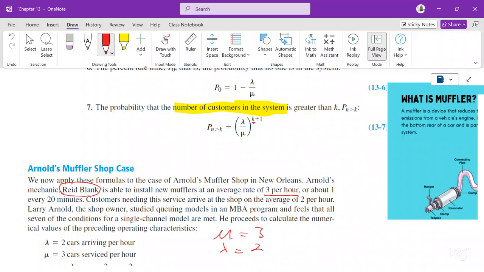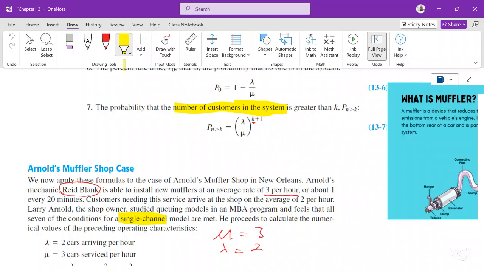Arnold, the shop owner, studied queuing models in an MBA program and feels that all 7 of the conditions for a single channel model are met. A channel represents your manpower. How many resources are you utilizing? It could be machines, it could be human beings, and so on. The formulas we are going to apply only apply to one channel, meaning one piece of equipment at a time. So the single channel model conditions are met.